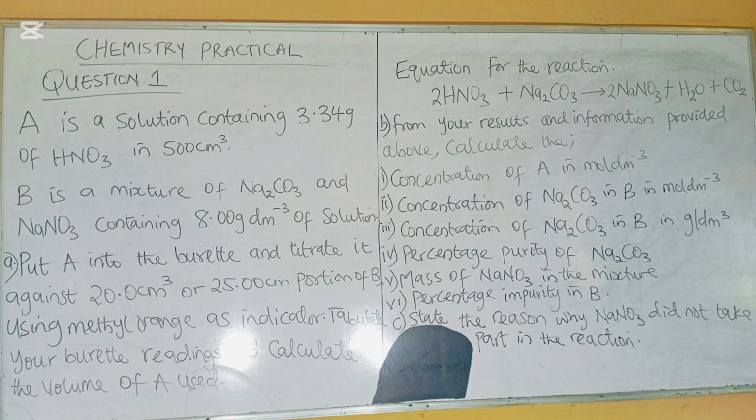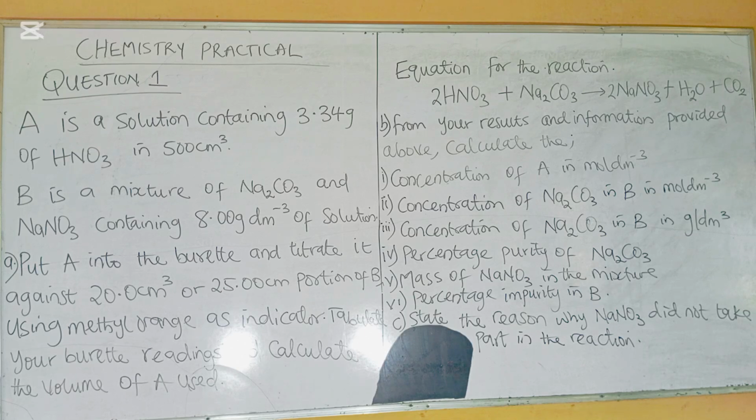Then C says state the reason why sodium trioxonitrate(V) did not take part in the reaction. You can see the equation for the reaction. Though the sodium trioxonitrate(V) is there in the mixture of B, it never took part in the reaction. So we are going to move to the titration table.